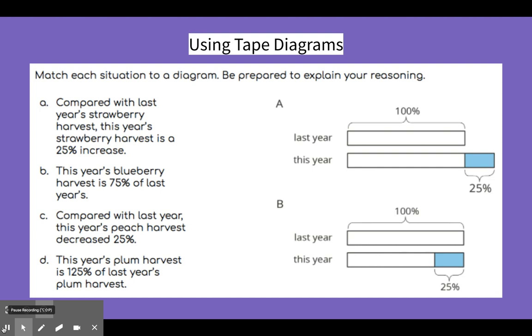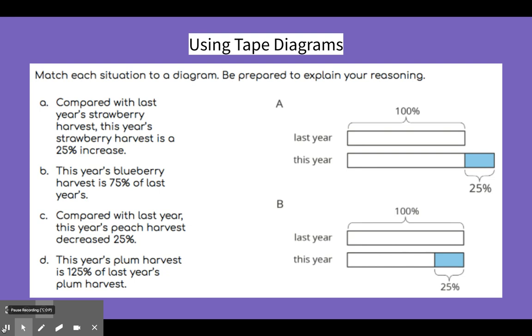Now let's look at B. B is this year's blueberry harvest is 75% of last year's. Hopefully you realize that that goes with diagram B, because the rectangle for this year is 75% of the rectangle of last year. So we're decreasing by 25%. So therefore it goes with diagram B.